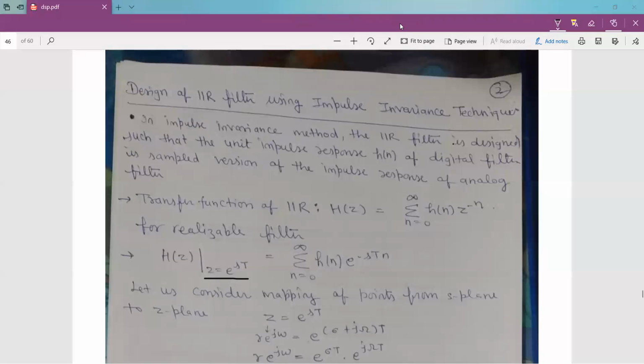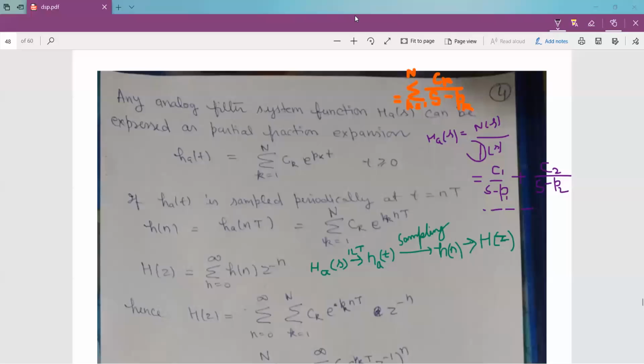So in this video, we will study the design of IIR filter using the impulse invariant method. In the impulse invariant method, the IIR filter is designed such that the impulse response of the digital filter is a sampled version of the impulse response of the analog filter. And the transfer function of any analog filter can be represented as a sum of the terms contributed by its individual poles.